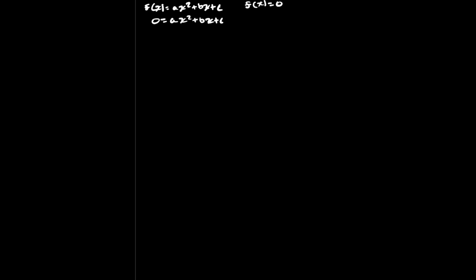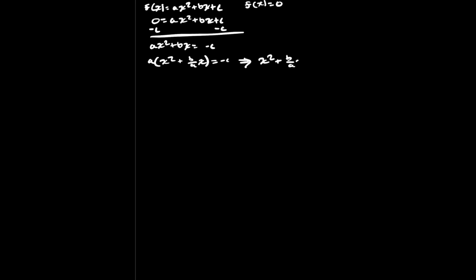And to solve for x, we're going to first subtract c, and we'll get ax squared plus bx equals minus c. We can then factor out a. We'll get a times x squared plus b over a x equals minus c. And then we'll just quickly divide out a. So we'll get x squared plus b over a x equals minus c over a.